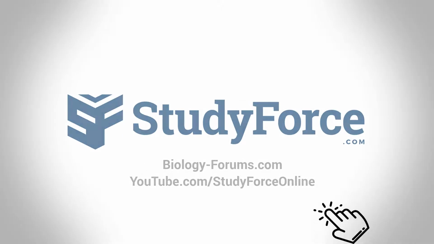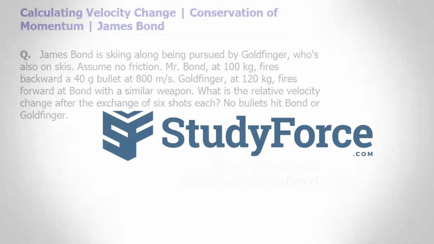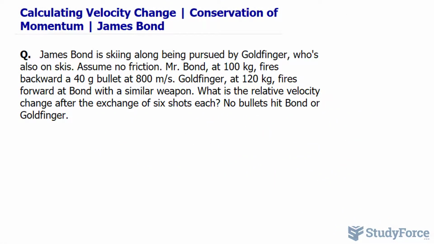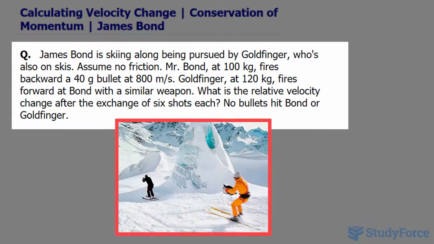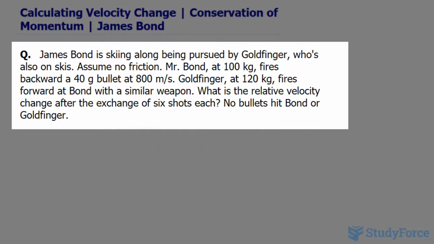In this lesson, we'll go through an example where I show you how to calculate the velocity change using the conservation of momentum. The question reads, James Bond is skiing along being pursued by Goldfinger, who's also on skis. Assume no friction, Mr. Bond at 100 kilograms fires backwards a 40-gram bullet at 800 meters per second.